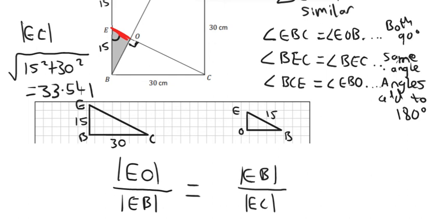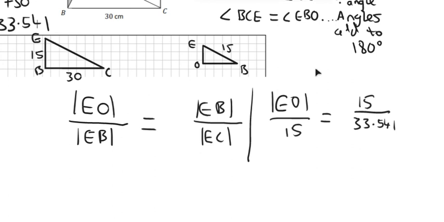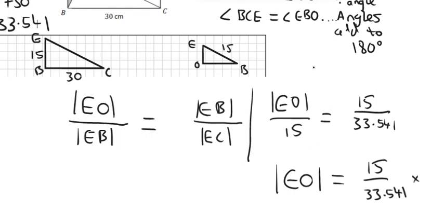So let's fit everything in. The only variable is EO. So EO over EB, which is 15, is equal to EB again, 15, over EC, which is 33.541. All you need to do is bring the 15 across and multiply it. So EO is equal to 15 over 33.541 times 15, and then you can just use the calculator for that.